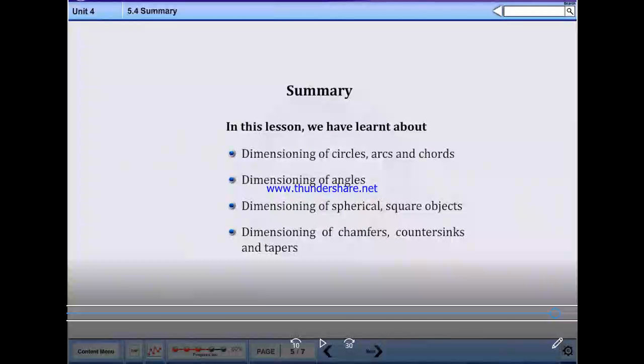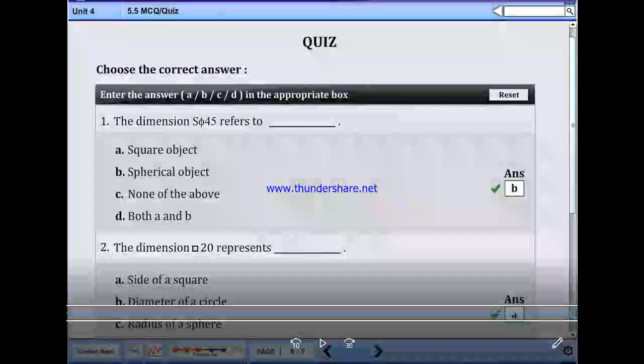Now, in this lesson we have studied the dimensioning of circles, arcs, chords, dimensioning of angles, dimensioning of spherical and square objects, dimensioning of chamfers, countersinks, and tapers. So with this, we give some quiz questions. Number 1: dimensioning S545 refers to a spherical object, that is, S is used for a spherical object.